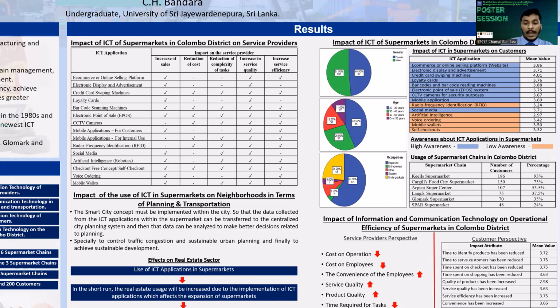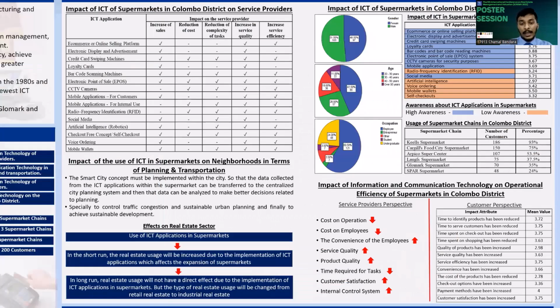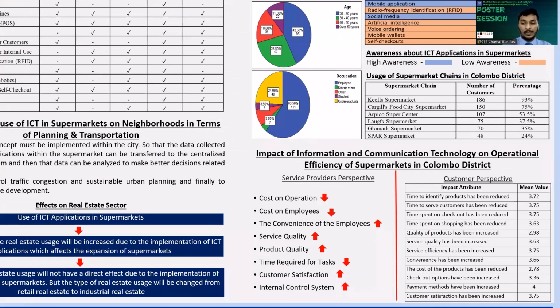In the final section of my research study, I have explained the impact of information and communication technology on operational efficiency of supermarkets from two perspectives. From the service providers' perspective, they have explained that the cost on operation, the cost on employees, and the time required for tasks will be reduced, and also the convenience, the service quality, the product quality, and the customer satisfaction have also increased due to the ICT applications.